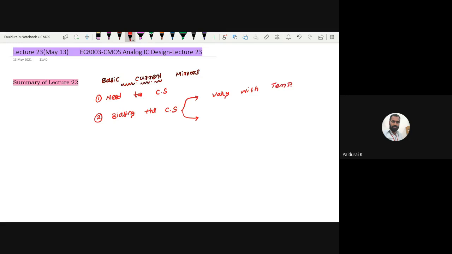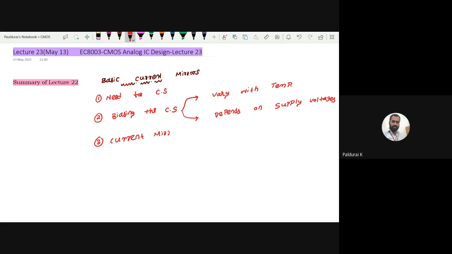What about the next one? Suppose I want to give a biasing voltage through some dividing network or whatever it may be, so it depends on the supply voltage, right? So these are the two issues. In order to overcome this, we started with current mirrors.